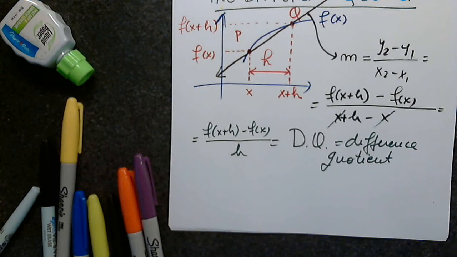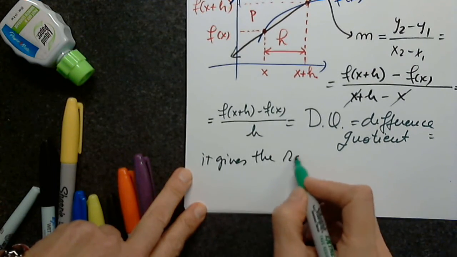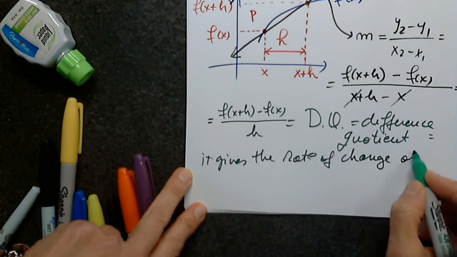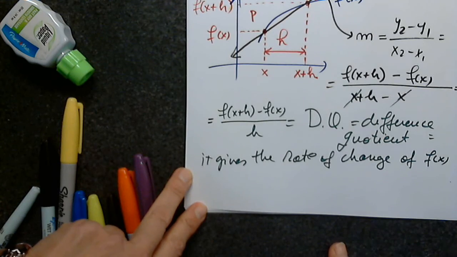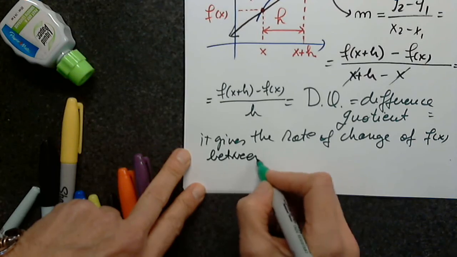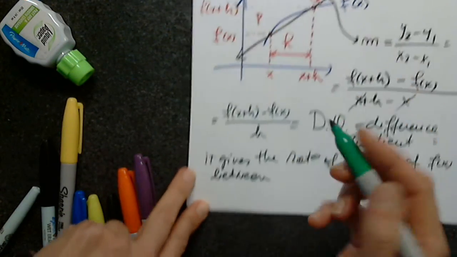Okay, what does it mean? It gives, and I'm going to write this down for you. This gives the rate of change of function f of x between the points P and Q. So it gives the rate of change of f of x. It gives the rate of change of f of x between what? Between P and Q.